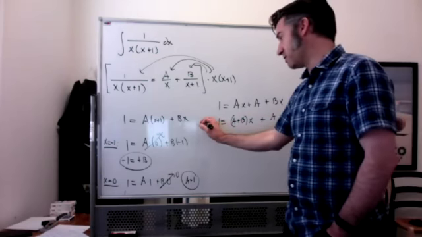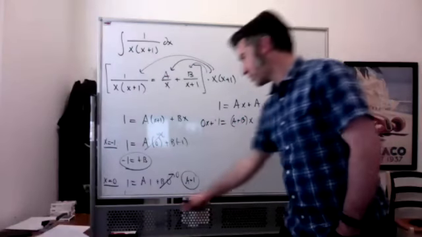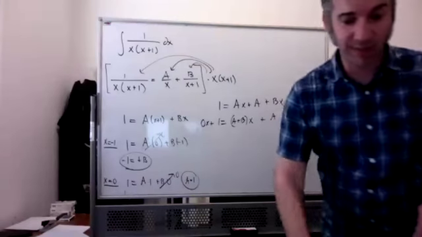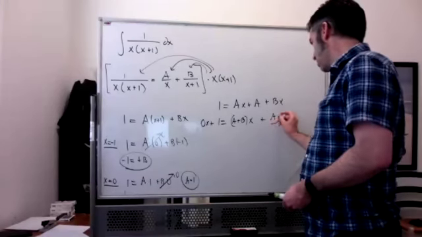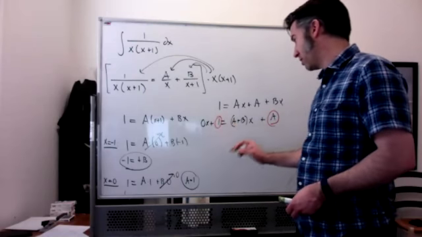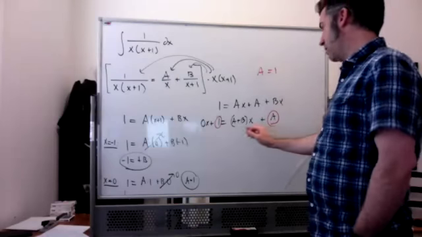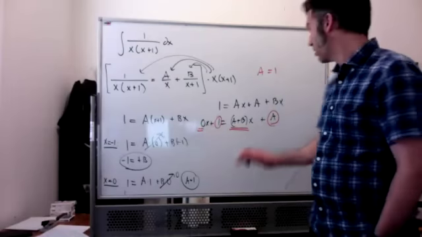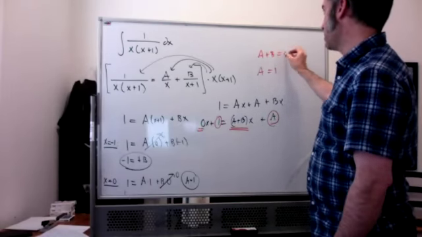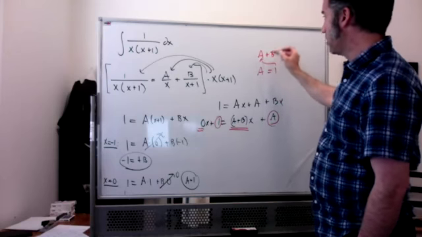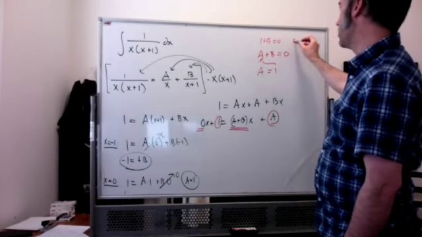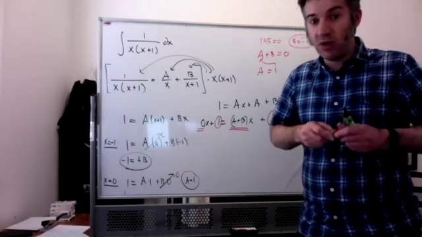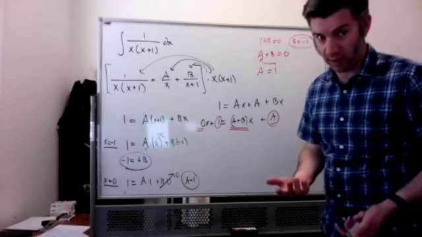On the left, I have 0 x's. So 0x plus 1 equals a plus bx plus a. And the like terms have to be the same. So a here has to equal the constant term here. So a has to equal 1. And then a plus b here, the coefficient of x, has to equal the coefficient of x there. So a plus b has to equal 0. But knowing that a equals 1, 1 plus b equals 0, so b equals -1. Same results. Either way of doing it is fine. You should do whatever you're comfortable with.